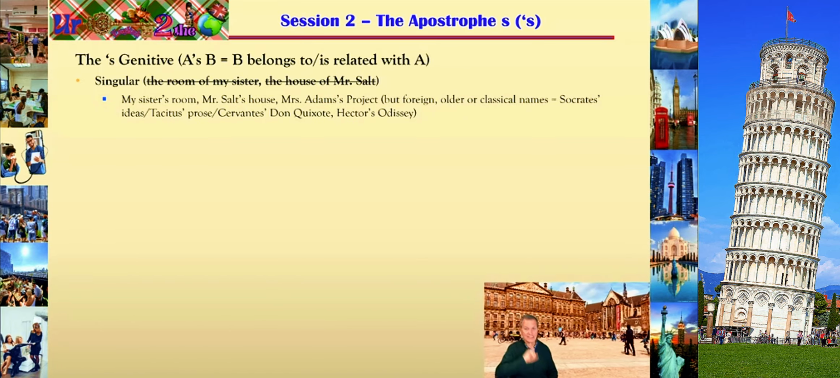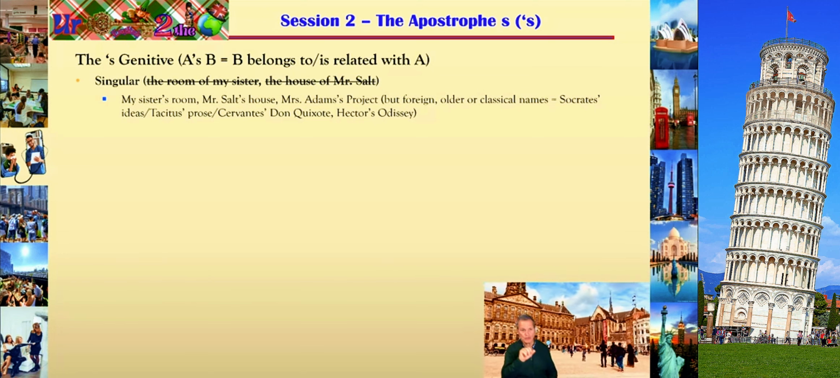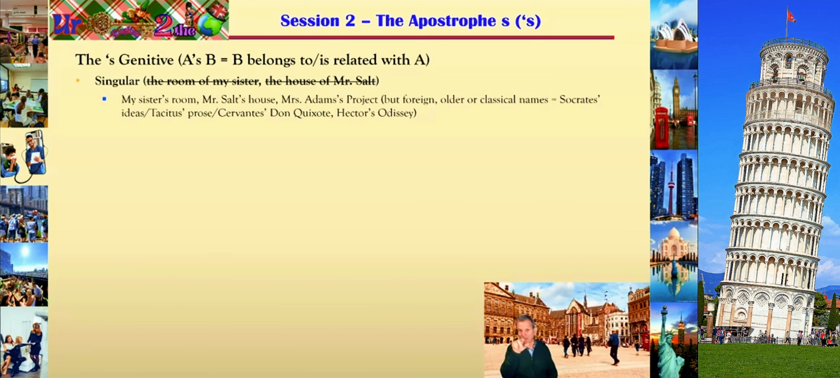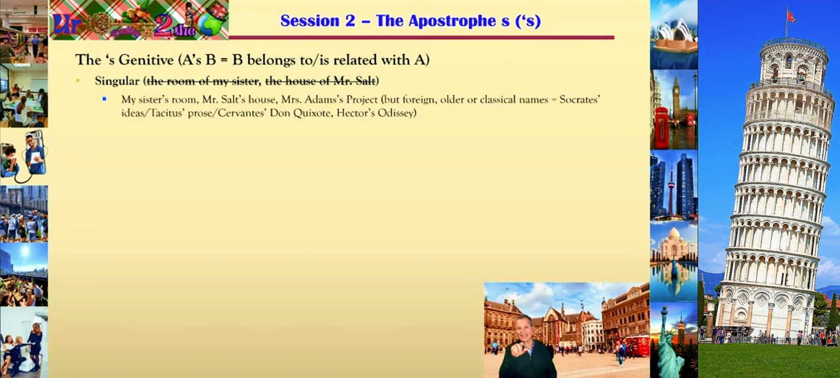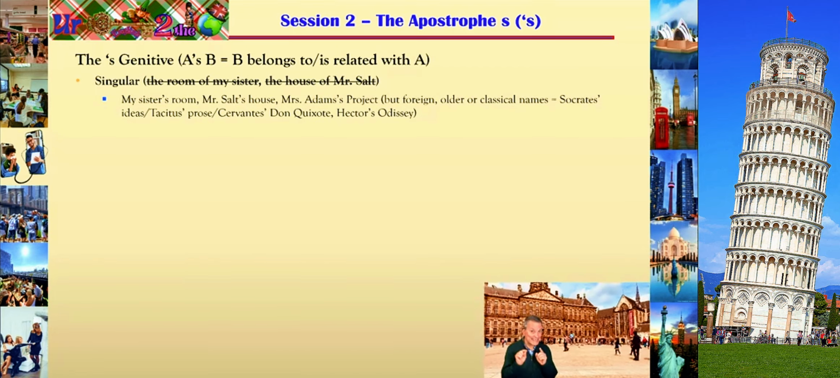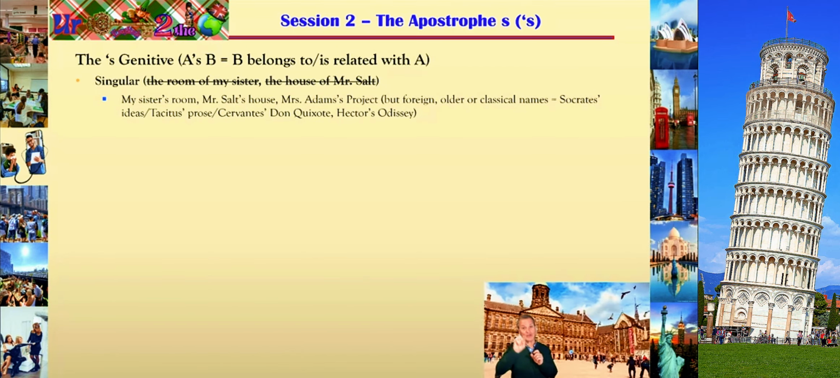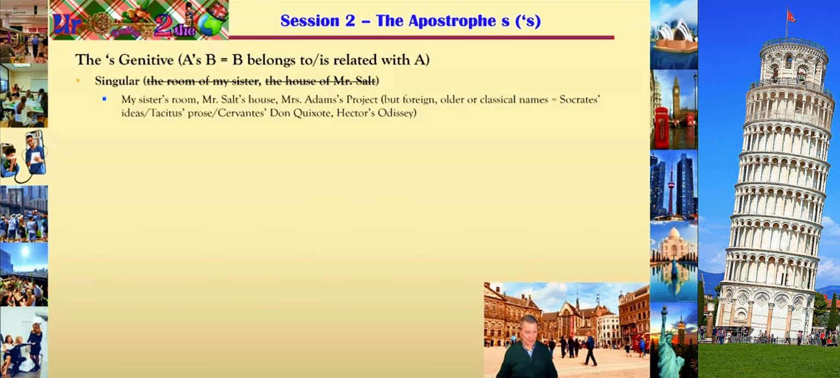For this reason, after the S, we write simply an apostrophe, right? So Socrates' ideas, Tacitus' prose, Cervantes' Don Quixote, or Hector's Odyssey. In this case, you can see that Hector ends in R, so we are simply using an apostrophe and then an S, right? So Hector's Odyssey.